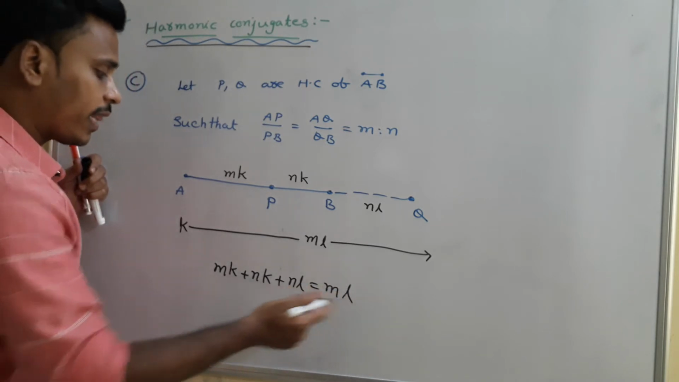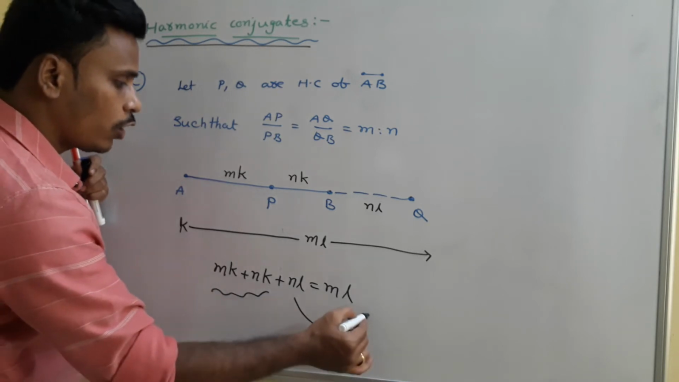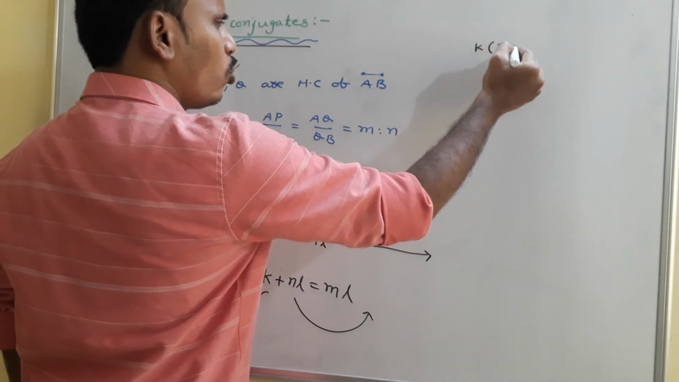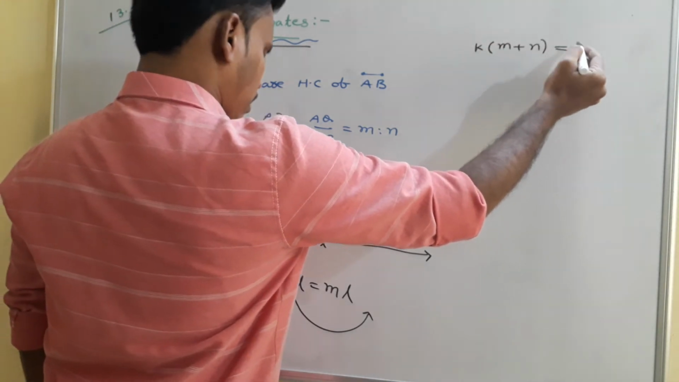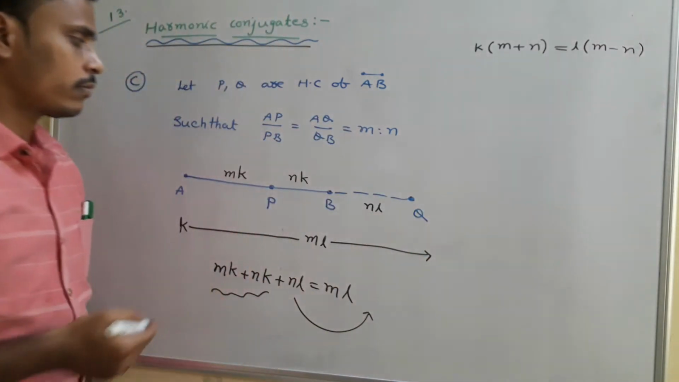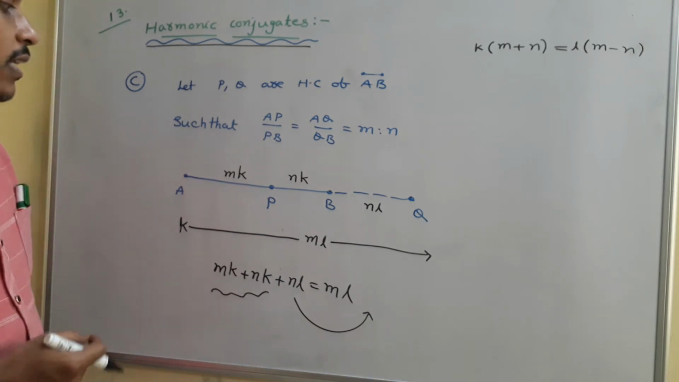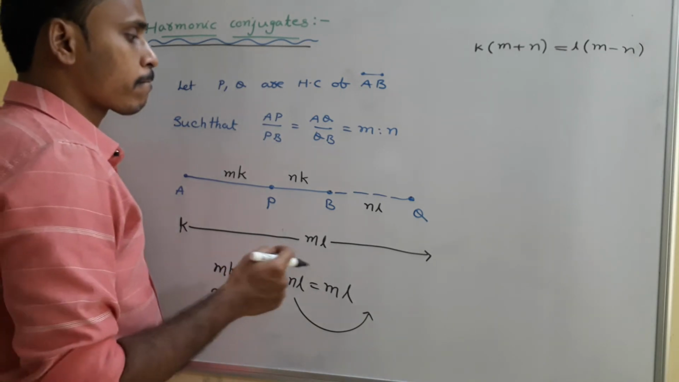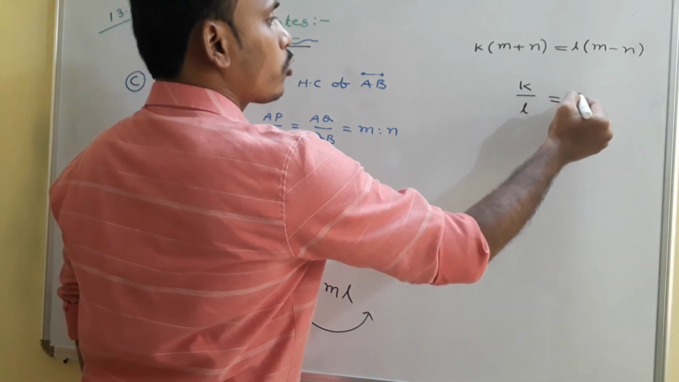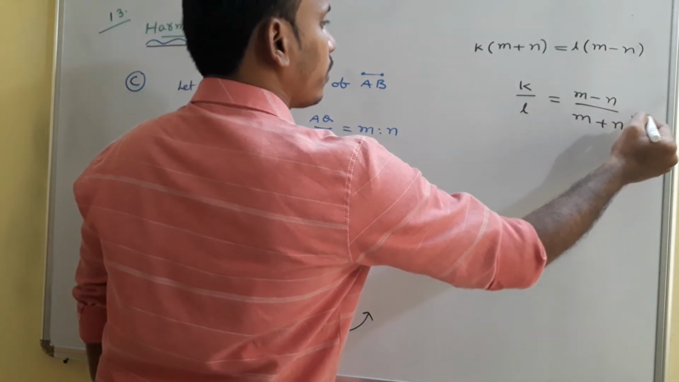So you just send NL to that side, and from these two terms, K is a common thing. You need to send NL to this side. Then what will happen? K into M plus N is equal to L into M minus N. Okay? K into M plus N is equal to L into M minus N. And what can we say about K by L? K by L is equal to M minus N divided by M plus N.